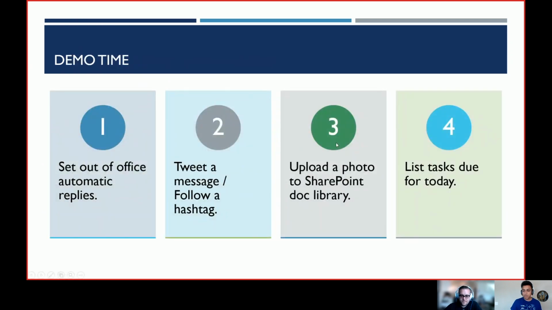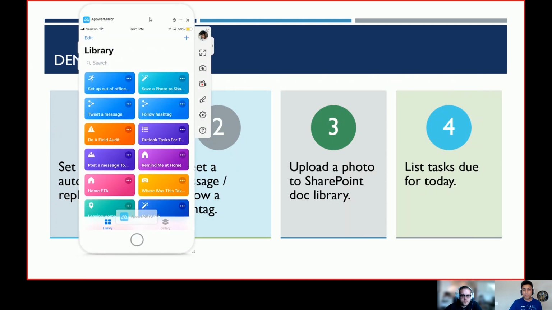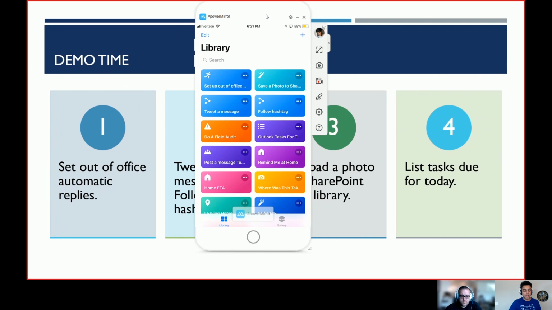Okay, so we are going to do a bunch of demos here. Let me just pull out my phone. I'm projecting my phone right now, so it's actually live. The first one that we are going to do is setting up out of office replies. These are the shortcuts that I've already created. I'm just going to start them from here, but you can set up a Siri message that you want Siri to trigger, and we can see that as well. But for demo purposes, I'm just going to start it from here. Okay, so let's start this.